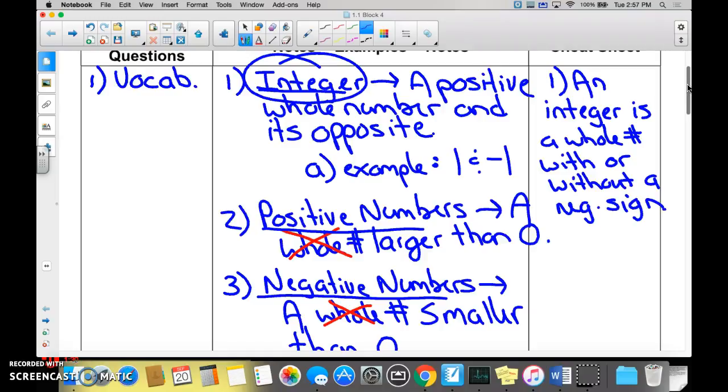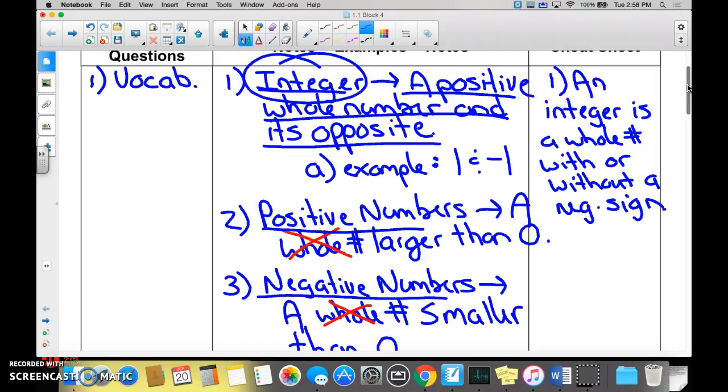So if I say 7, what is the opposite of 7? Negative 7. So is 7 an integer? Yes. Is negative 7 an integer? No. A positive whole number and its opposite. Is 7 a positive whole number? Yes. What is the opposite of 7? Negative 7. So it says right here an integer is a positive whole number and its opposite. So if negative 7 is the opposite of 7, is negative 7 still an integer? Yes, it is. See, we got to really pay attention to what an integer is, right?